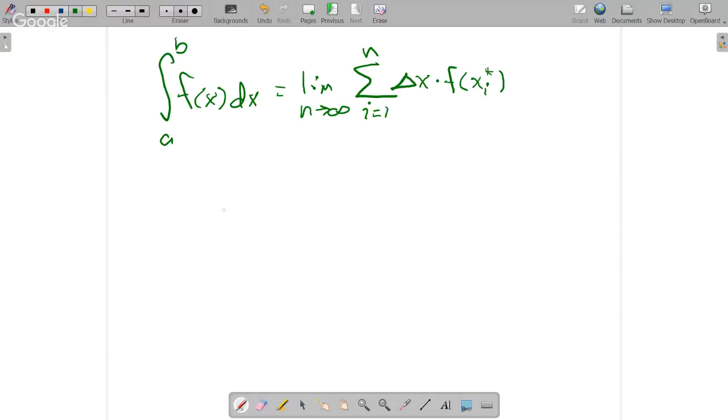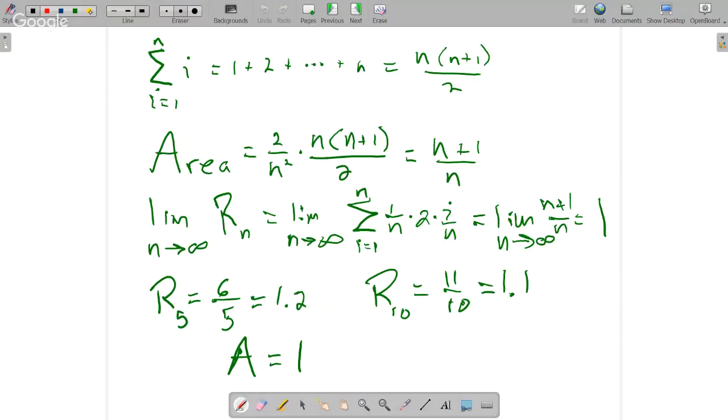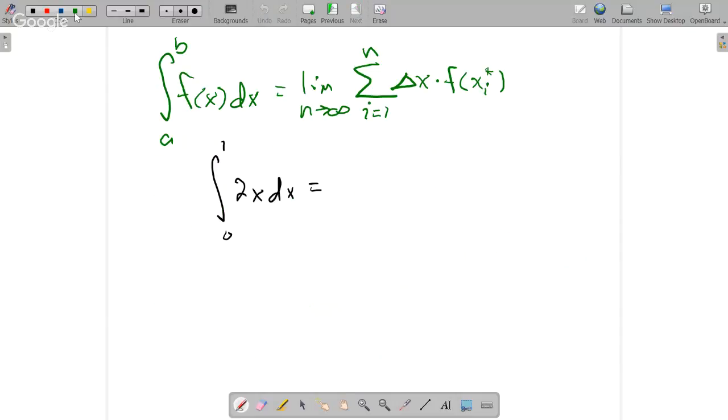So specifically in this case, we found that the integral from 0 to 1 of 2x with respect to x was equal to that limit on the previous page. That would be this right here. So that was the design of my Riemann sum. And in the limit, we found that had an area of 1.